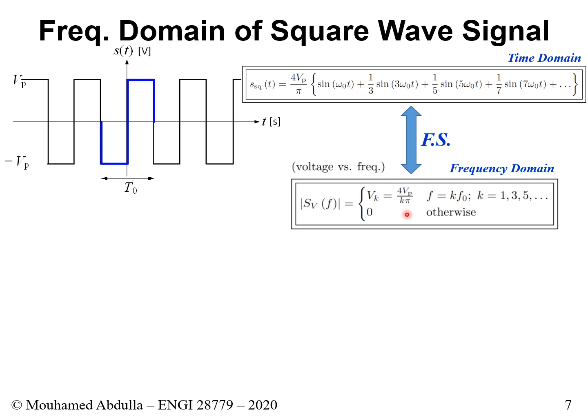From VRMS, we determine the average power using Watt's law. From that, we determine the power of the signal in dBW. And then after that, we change it into dBm. So there are 5 steps.